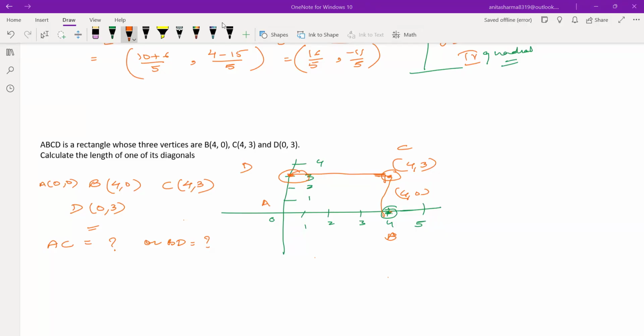Ma'am, I got the answer. Yes, Rizwana, what is your answer? Is it 5? Yes, correct. Ma'am, my answer is also 5. Good, same, beta. Yes, 5 is the answer.